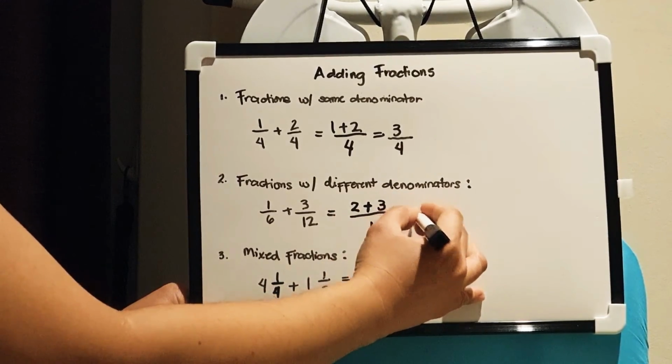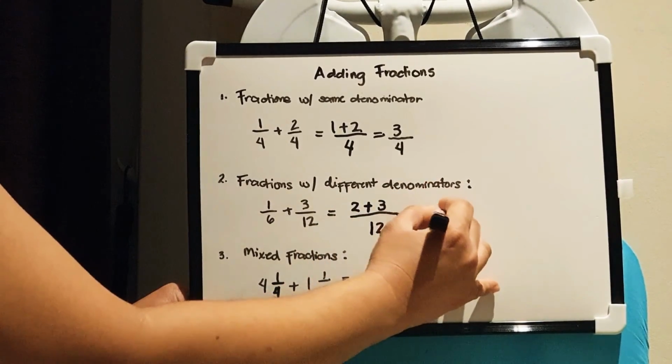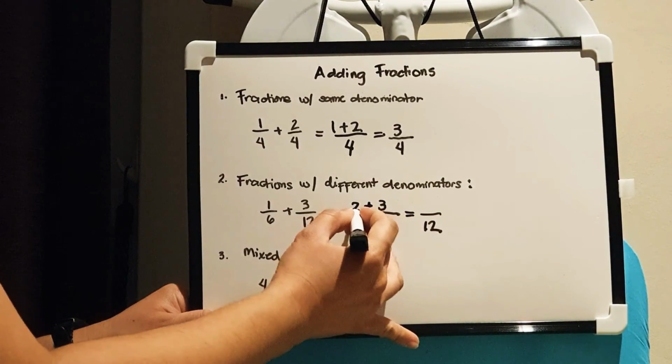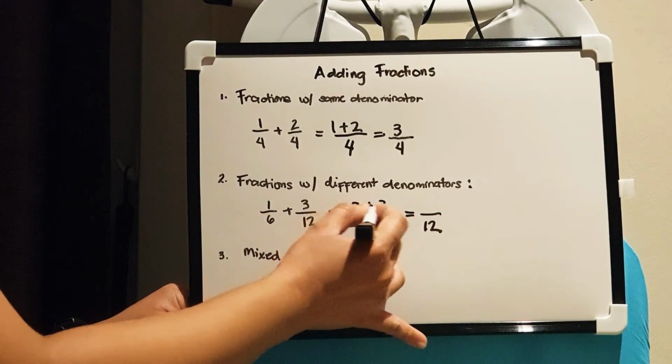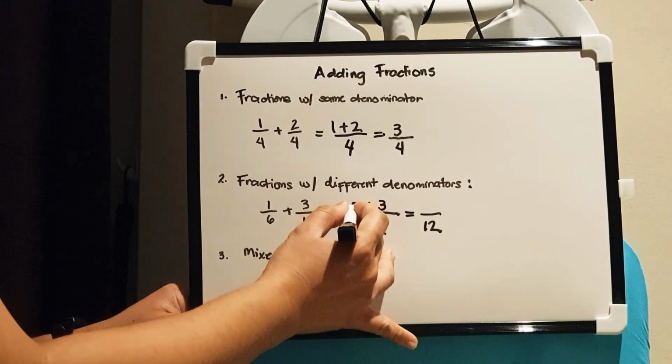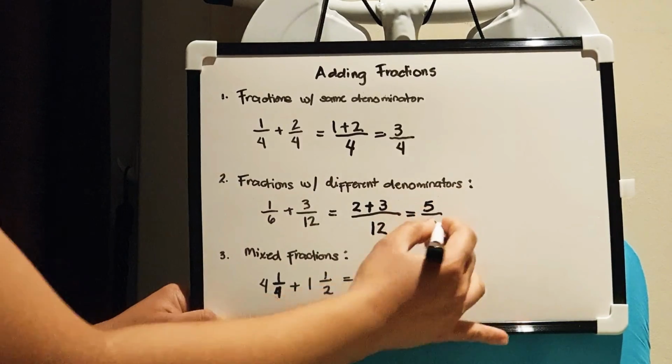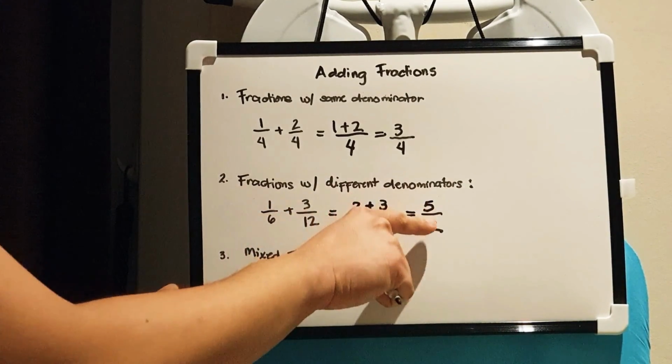So you already have a common denominator, so we will keep that. The next thing you will do is just add the numerators that you have got. So 2 plus 3 is 5. So your final answer for this problem is 5 over 12.